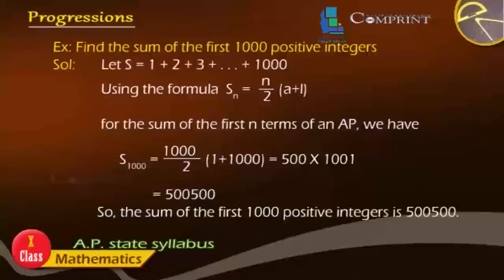Example. Find the sum of the first 1000 positive integers. Solution. Let S = 1 + 2 + 3 + and so on + 1000. Using the formula Sn = n/2 × (a + l) for the sum of the first n terms of an AP, we have S1000 = 1000/2 × (1 + 1000) = 500 × 1001 = 500,500. So, the sum of the first 1000 positive integers is 500,500.